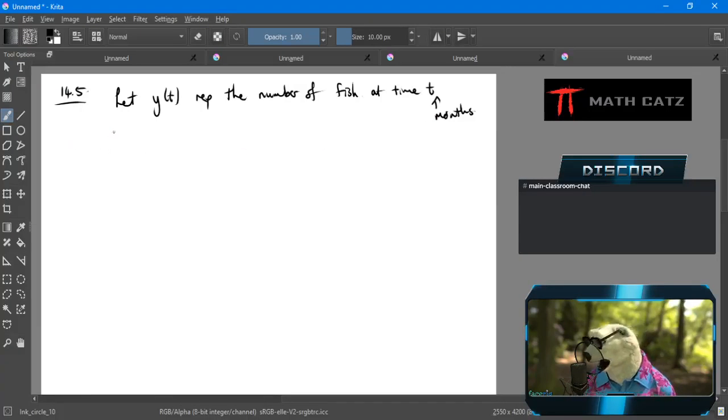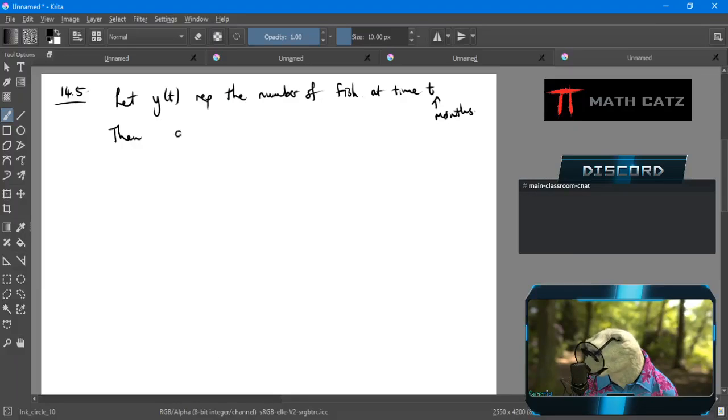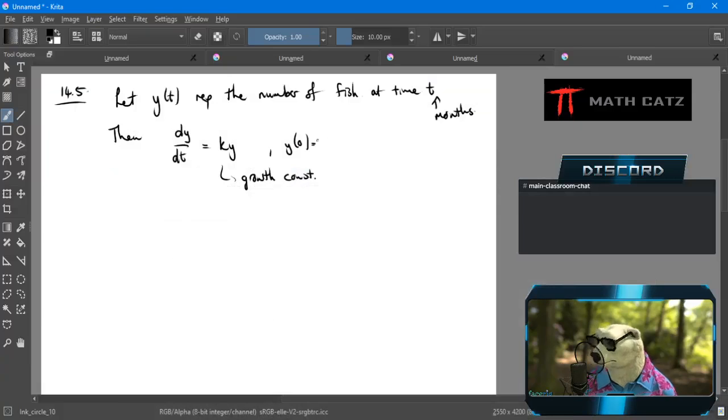Then, the fact that they tell me the population of fish grows at a rate proportional to the population size, that allows me to translate the sentence into a differential equation. k is my growth constant, and again, I don't know it right now, but that's not a big deal. Initial population, initial number of fish, 500. So I have most of it.